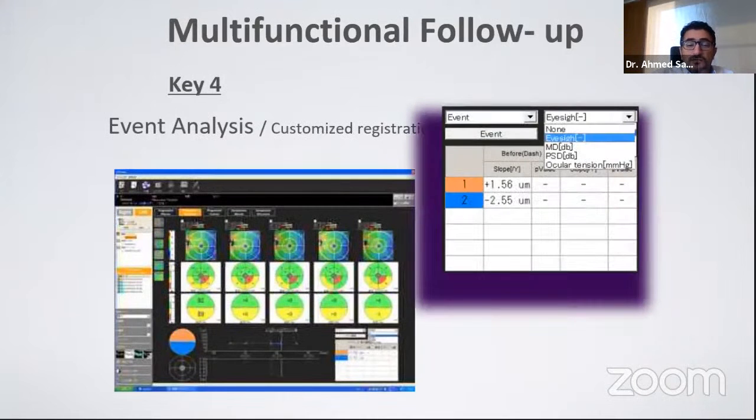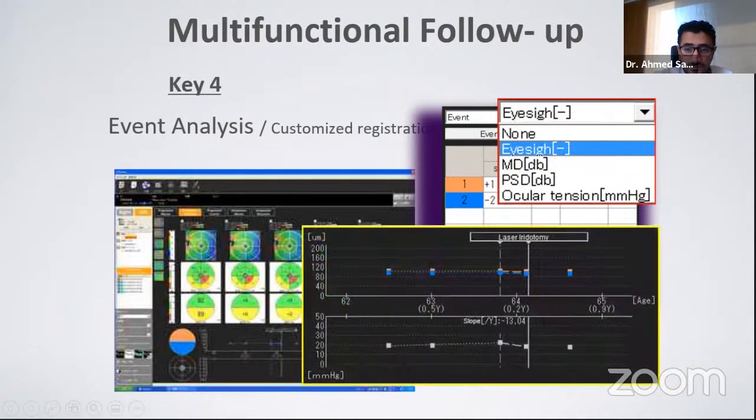Another feature that we have is that we can correlate between the event analysis and any parameters that you would like, for instance, the eyesight or the IOP. In this case, we put the vision of the patient manually inside the system, and we can have it correlated with the progress of the patient's retinal thickness, to help identify and understand his case better.